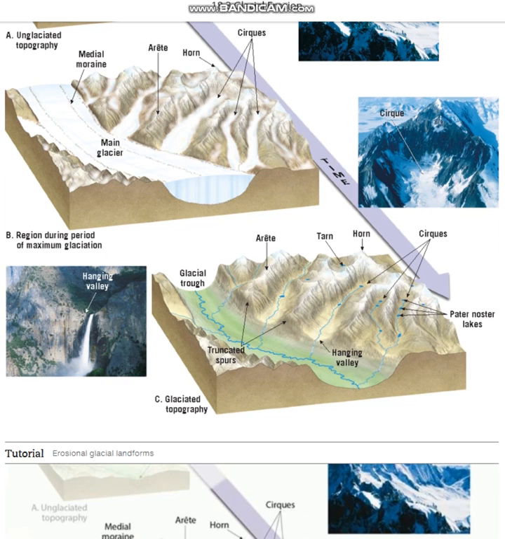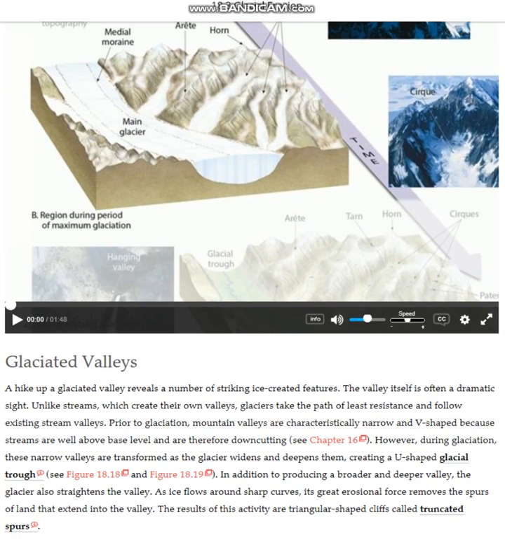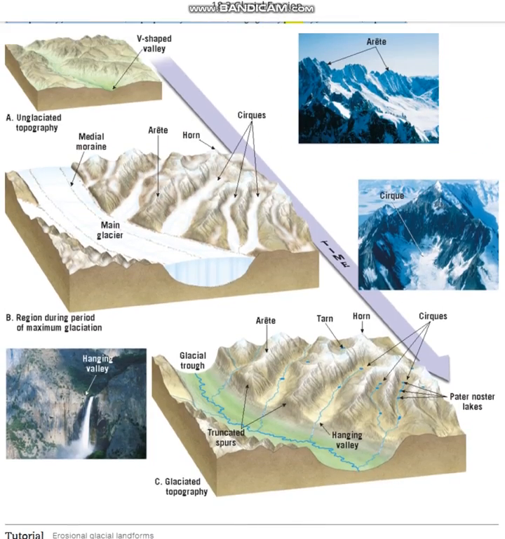You can see several of the landforms depicted here by viewing Smart Figure Mobile Field Trip 4.14, Yosemite, Granite and Glaciers, page 118. Arrayed photo by James E. Patterson, Cirque photo by Marley Miller, Hanging Valley photo by John Warden / Superstock.